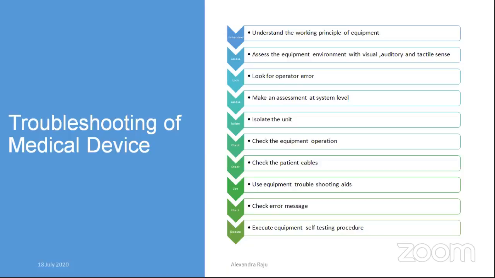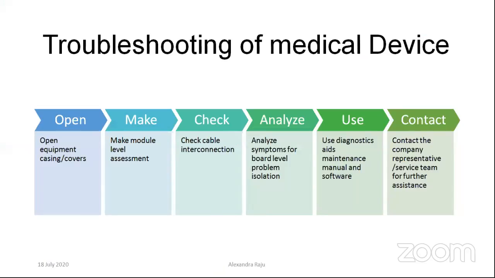So can you move on to the next slide, sir? After performing all these things, if the equipment is still not working, we can open the equipment case and see whether each module is functioning well. And we can check the cable interconnections, whether everything is connected properly. And we can even analyze board-level problems, like if there are any electronic components that have to be replaced. We can do that with the help of these troubleshooting aids.